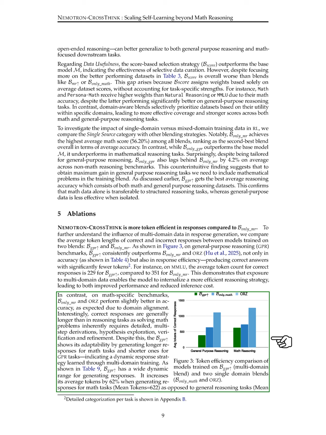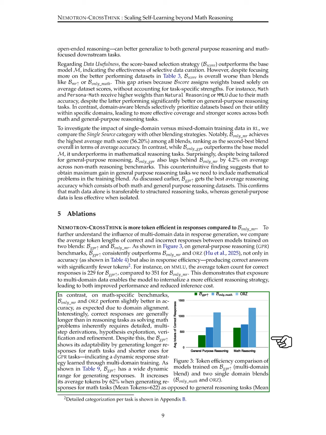To understand the impact of multi-domain data on response generation, we compare the average token lengths of correct and incorrect answers from models trained on two different data blends, one focused on general-purpose reasoning and the other on a specific type of reasoning. Our findings show that the general-purpose reasoning blend consistently outperforms the other blend in both accuracy and efficiency, producing correct answers with fewer tokens. For example, on the MMLU benchmark, the average token count for correct responses is 229 for the general-purpose blend, compared to 351 for the other blend. This indicates that exposure to diverse data helps the model develop a more efficient reasoning approach, improving performance and reducing costs.